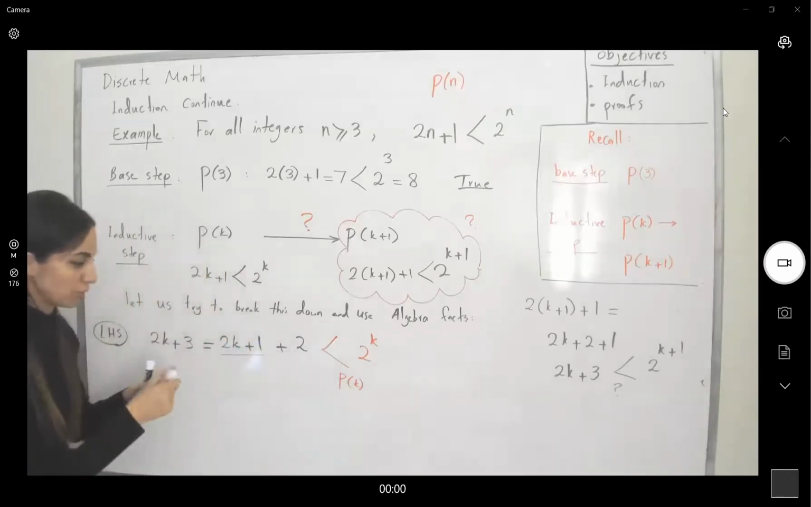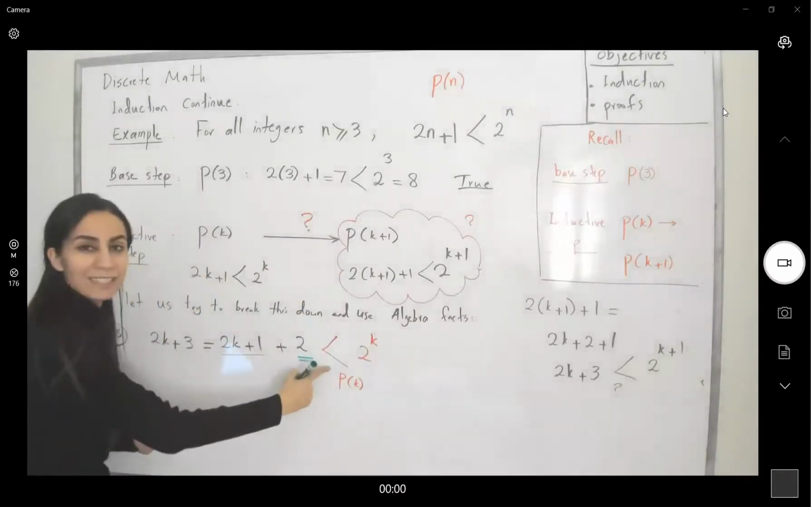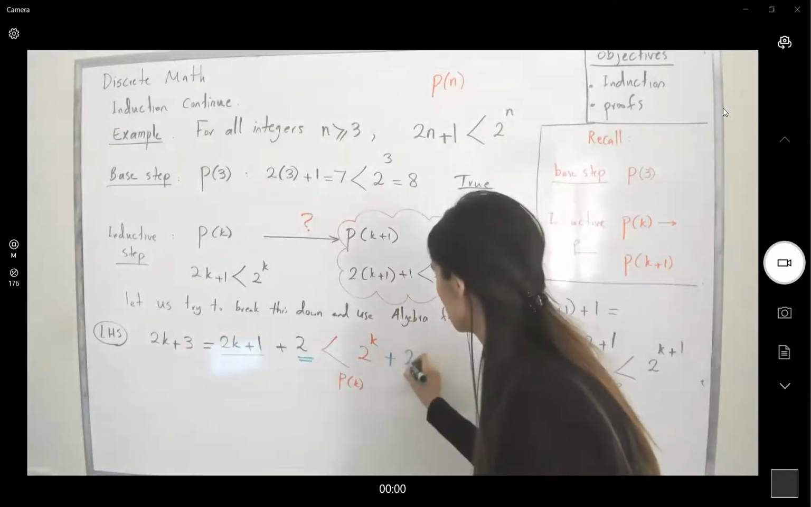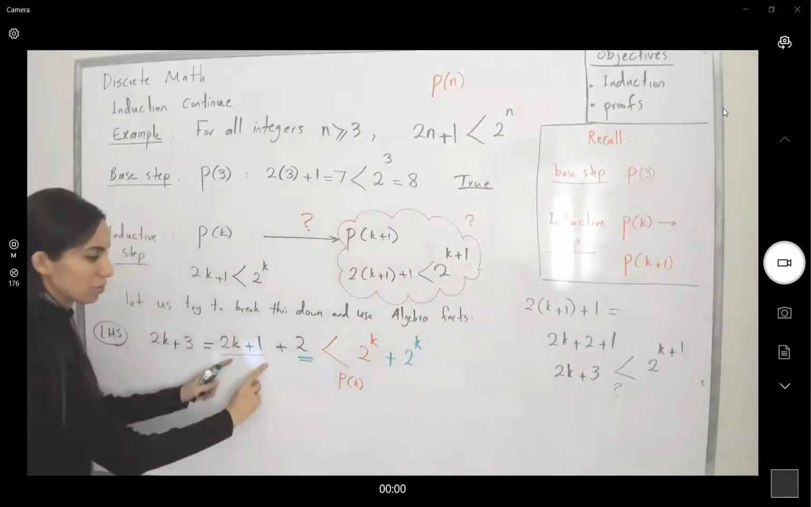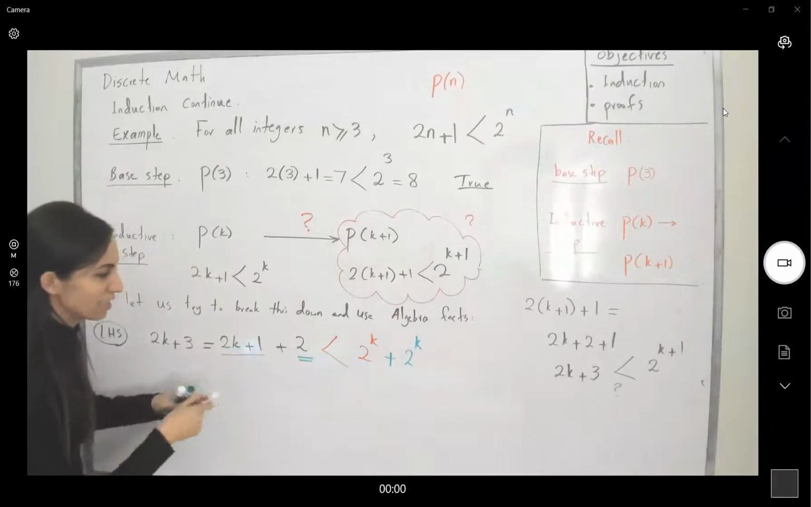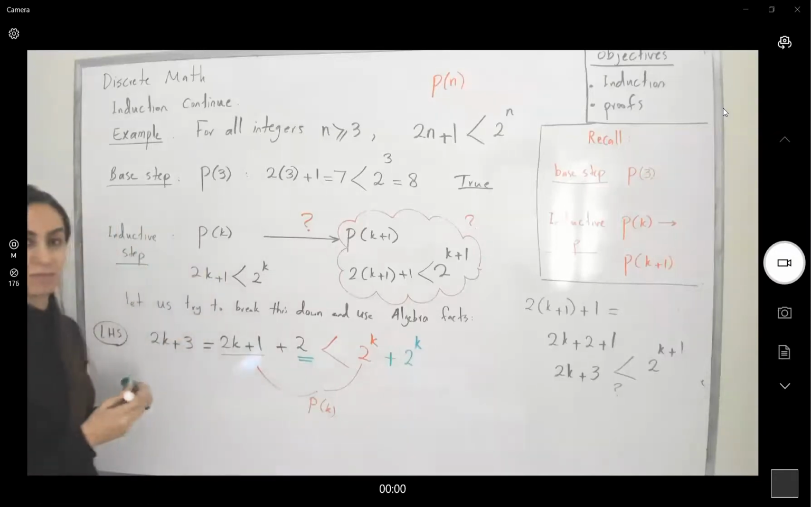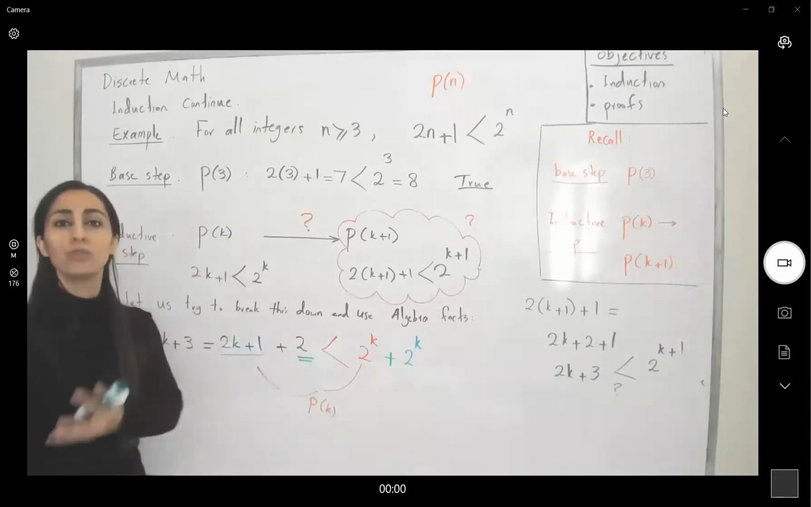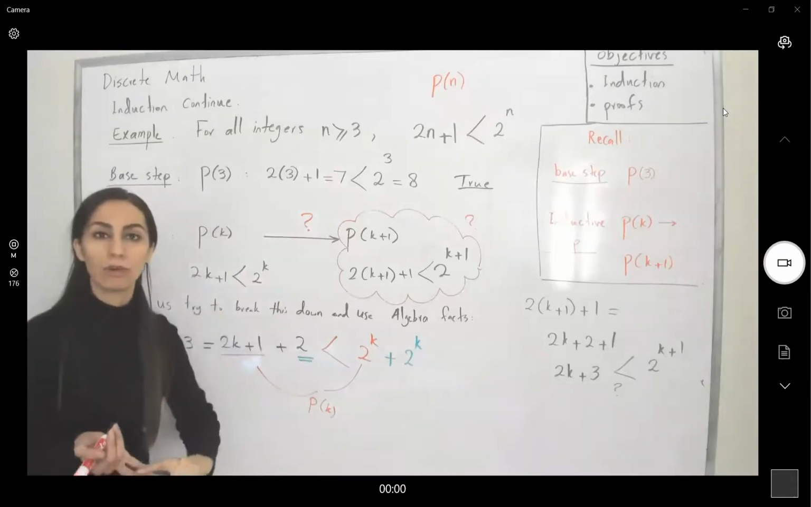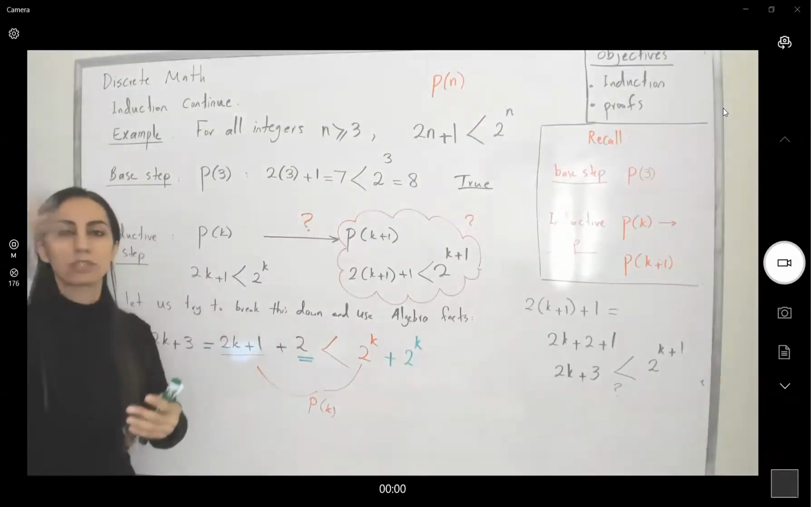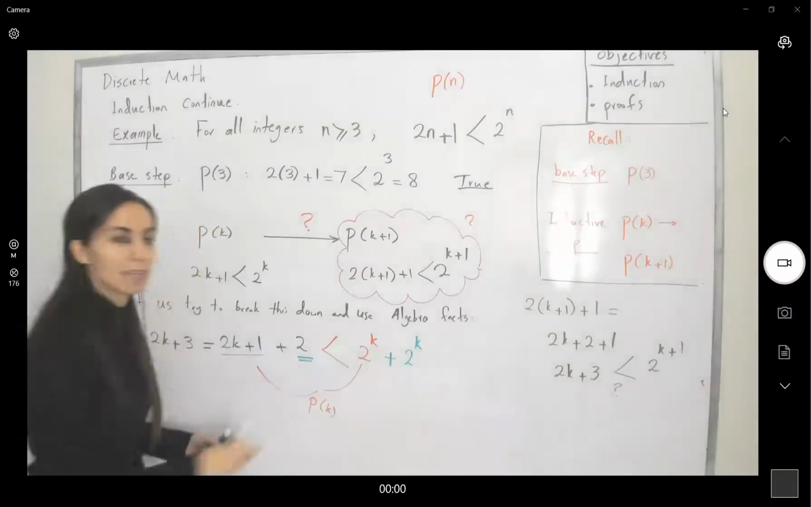At the same time, you have 2, which is less than 2 to the k. So again, 2k plus 1, as Pk, is less than 2 to the k. 2 is just an algebraic fact. 2 is also less than 2 to the k. k can be 3, can be 4, can be 5. 2 is less than 2 to the third. 2 is less than 2 to the fourth. 2 is less than 2 to the fifth, and so on. So 2 is less than 2 to the k.